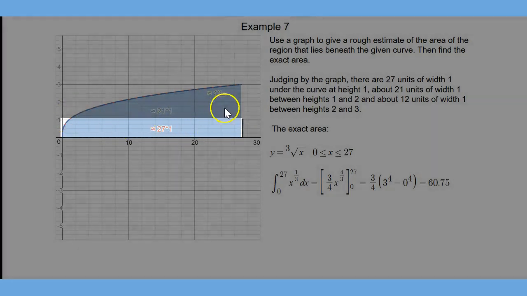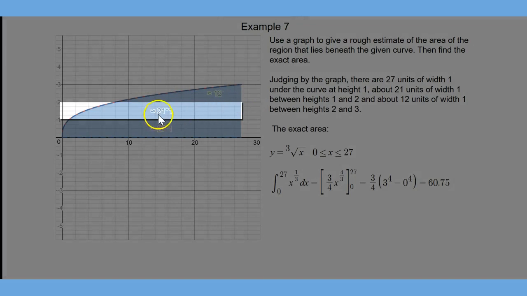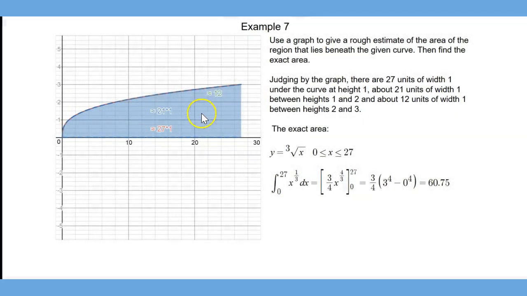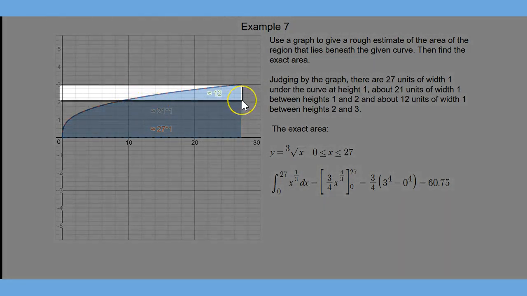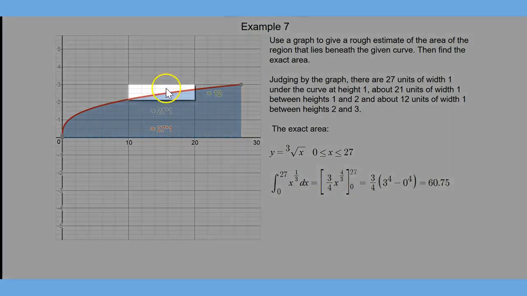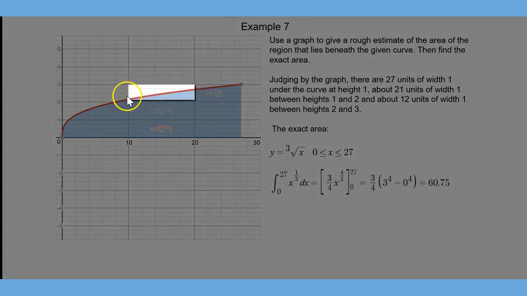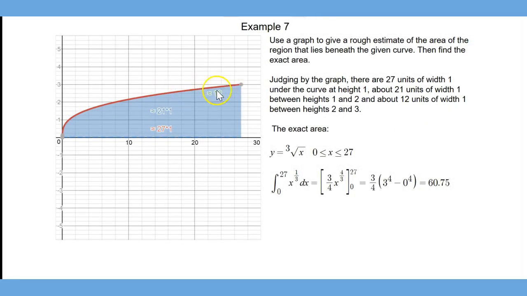If you look between y equals 1 and y equals 2, there's about 21 of these rectangles shaded in under the curve. Up here from 2 to 3, there are 7 rectangles. This is 10 rectangles across, but they seem to be just about half shaded. So I'd say 5 plus 7 is about 12. Again, this is just an estimate. Summing this, you get 60.